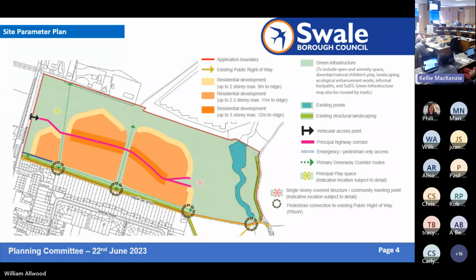This is the site parameter plan showing the extent of green infrastructure around the site, and then showing the access onto Abbey Fields running essentially through the site, with higher density at the heart of the development, then tapering down to two-storey at the edges. Existing ponds to the east, with the swale and the SuDS scheme, will be found.